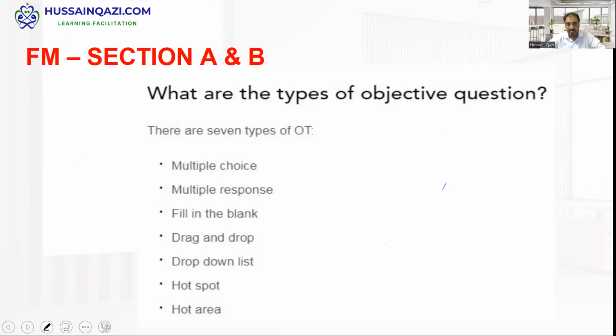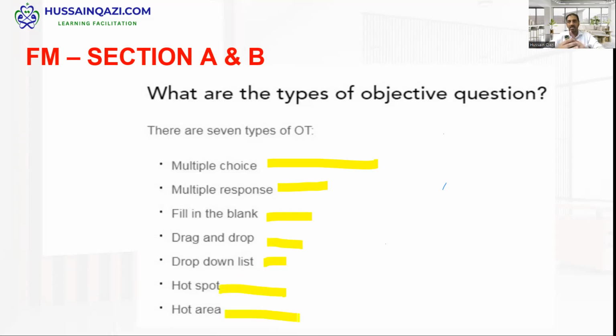In more detail, Section A and B type questions, that's 60% of the paper. It's about multiple choice, multiple response, more than one response, blanks, drag and drop, drop-down list, hotspot, hot areas. That's a point.